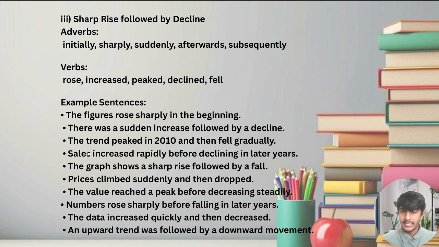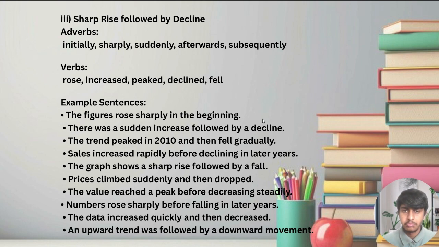Number 4: sales increased rapidly before declining in later years. This sentence compares the early and later stages of the graph. Number 5: the graph shows a sharp rise followed by a fall. This is a clear visual description sentence.